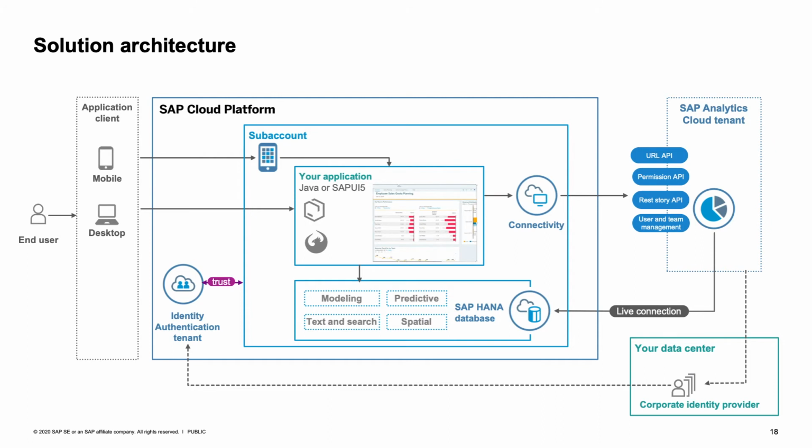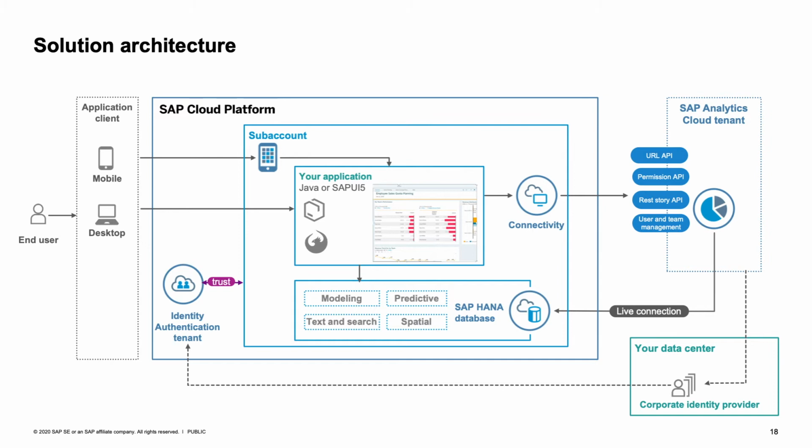The solution architecture looks this way. In SAP Cloud Platform, you have your sub account where your application resides. In your application, you embed SAC, and this SAC is connected to your SAP HANA database of your application. So that's a live connectivity. And you can configure and embed your SAC story using the APIs available.